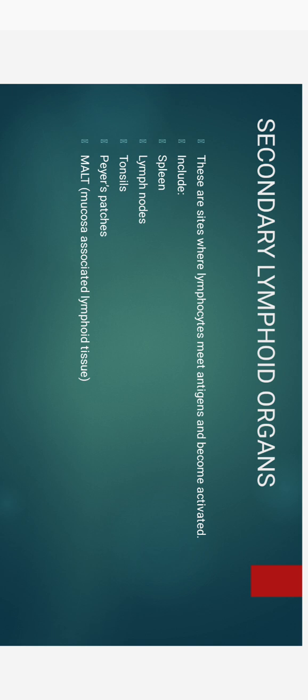Next, secondary lymphoid organs. Secondary lymphoid organs are the places where lymphocytes meet antigens and become activated. These include spleen, lymph nodes, tonsils, Peyer's patches, and MALT, which is mucosa-associated lymphoid tissue.